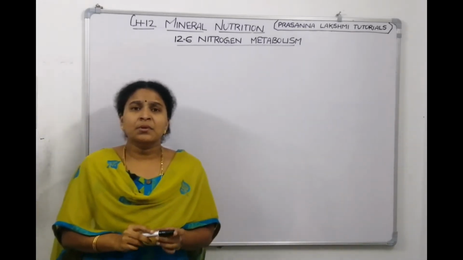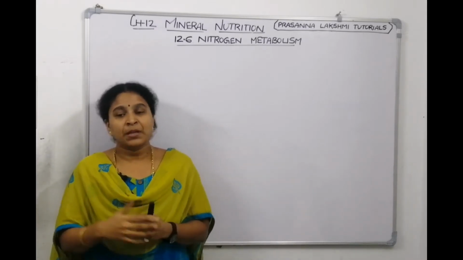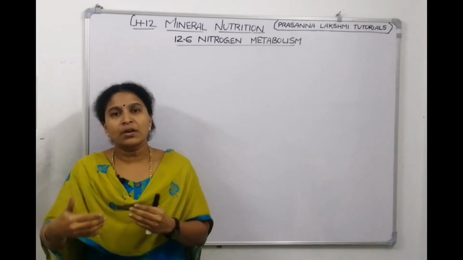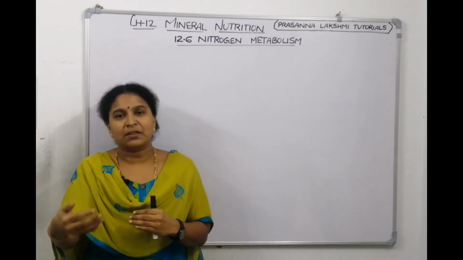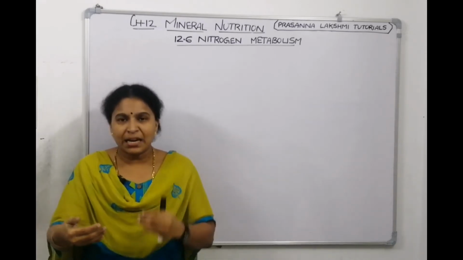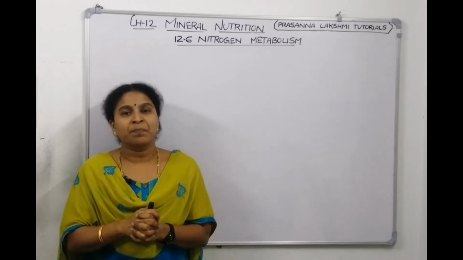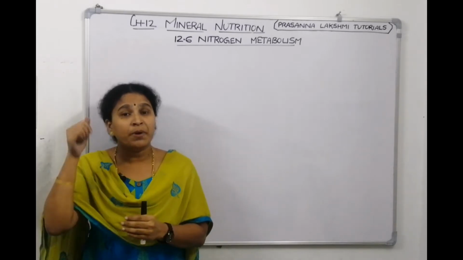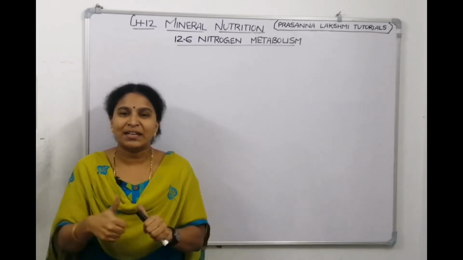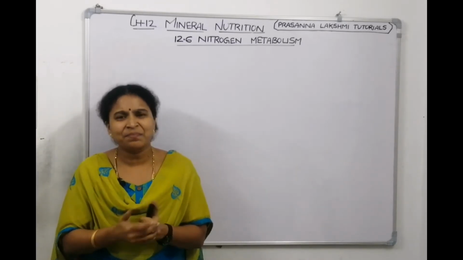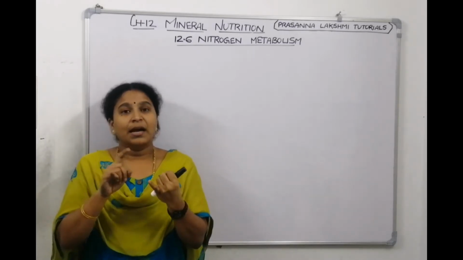What is metabolism? It's a sum total of all chemical reactions. It's called metabolism. It includes breaking also. It includes making also. Breakdown pathway is catabolic pathway. Making pathway is anabolic pathway. Catabolic plus anabolic will make metabolic pathway. Everything related to breakdown of nitrogen, everything related to making of nitrogen together is called nitrogen metabolism. That's it.